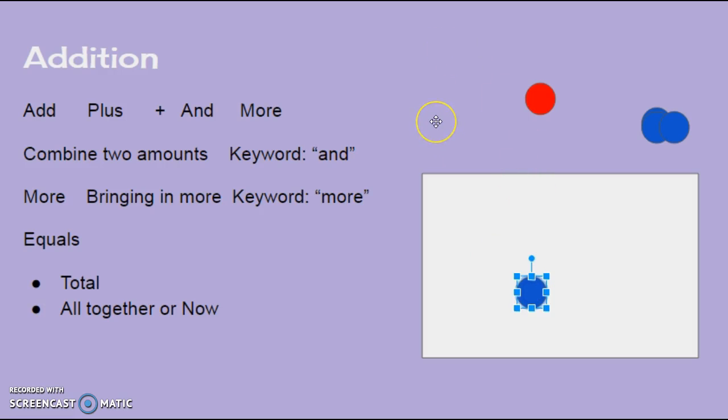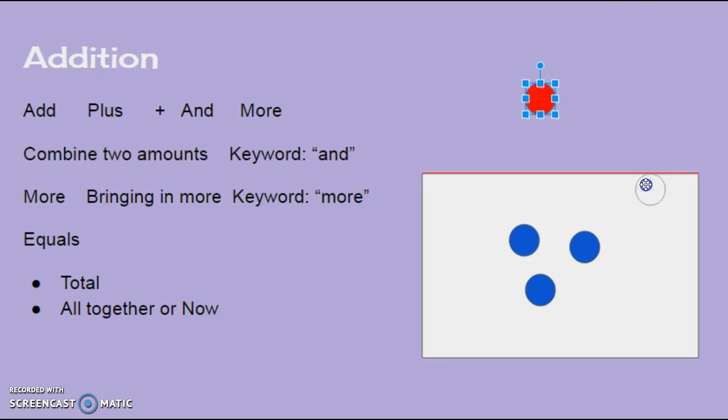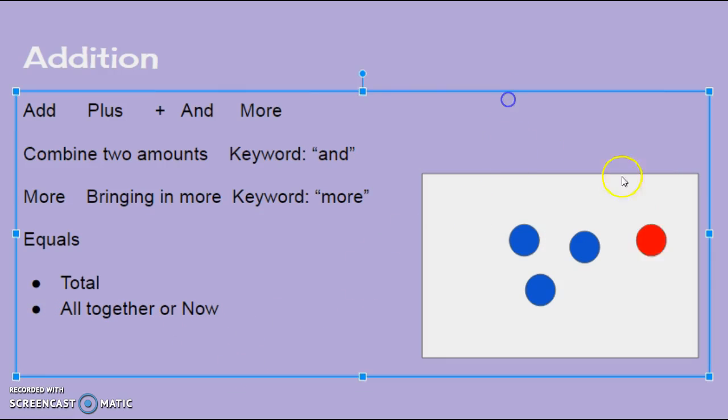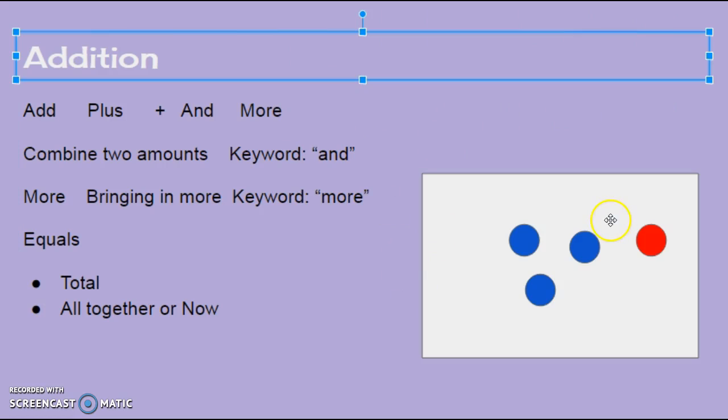And then one more time on bringing in more, I have 3 friends playing in the park, and 1 more comes and joins them. How many do I have all together, or how many do I have now? So I'm going to add that 1 more in. 1, 2, 3, 4 friends all together. So that is adding using either a combining two amounts scenario or a bringing in more scenario.